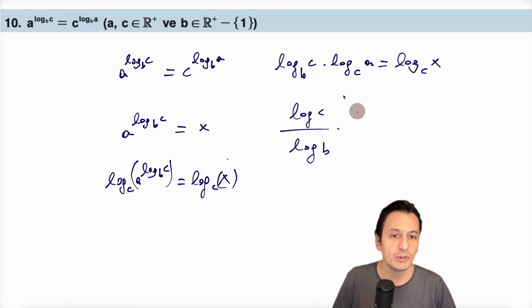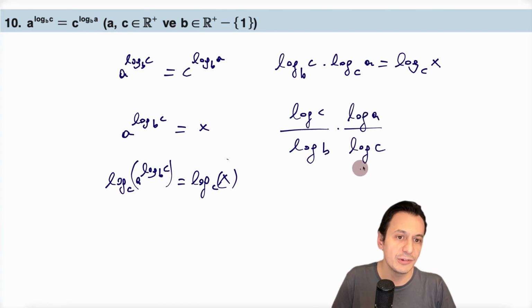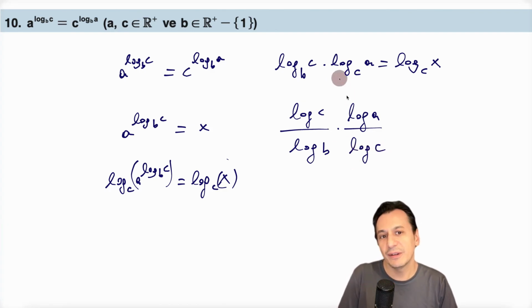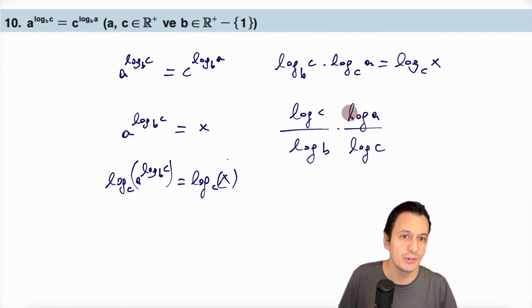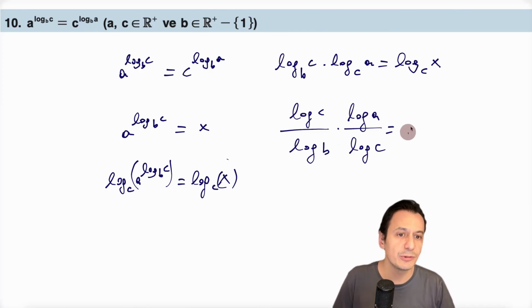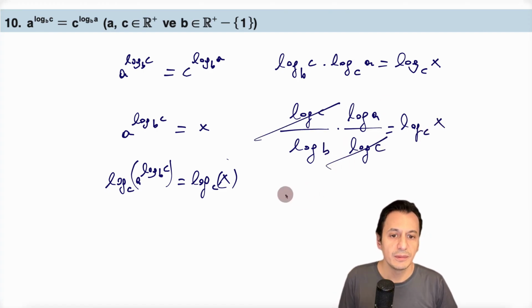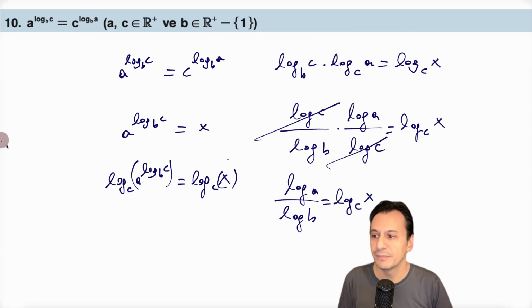You know, we just showed a property involving simplification. I can also write this as logarithm a divided by logarithm c. So what is this again, actually? Again, we're using the 7th property, equals logarithm base c of x. Now, these cancel each other out. Logarithm a divided by logarithm b equals logarithm base c of x.